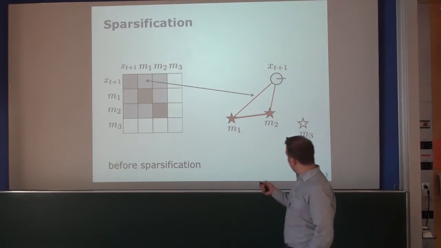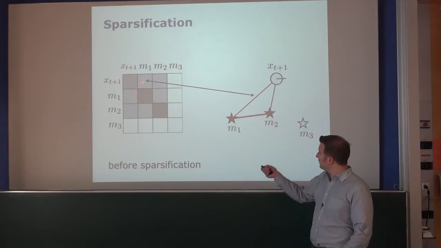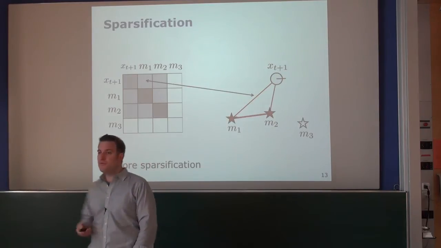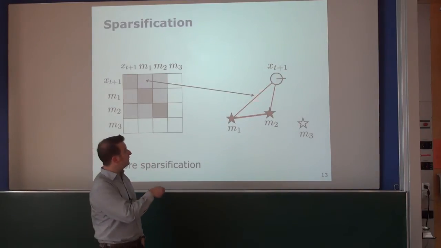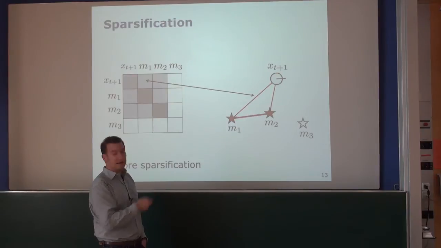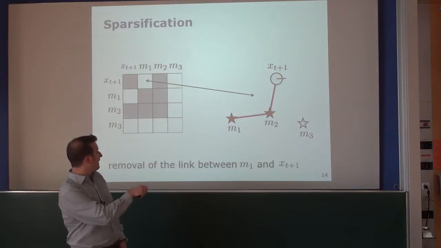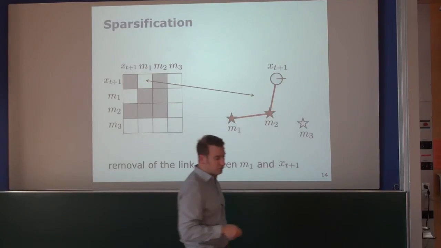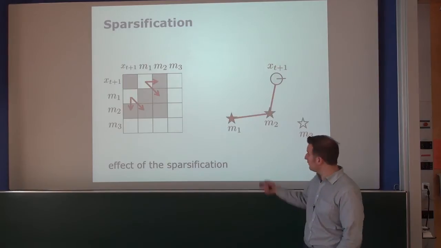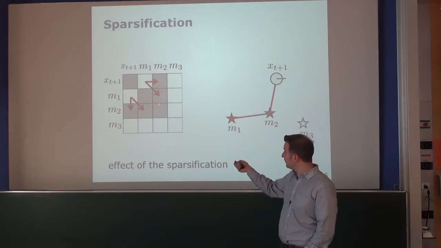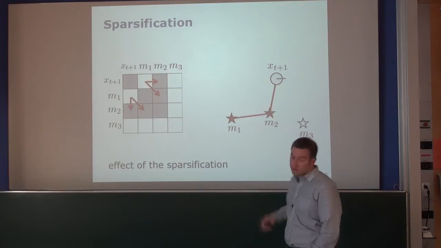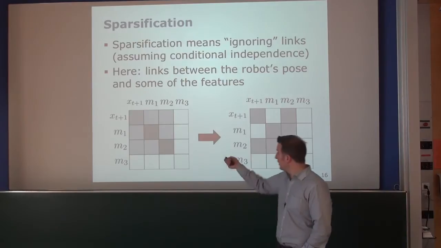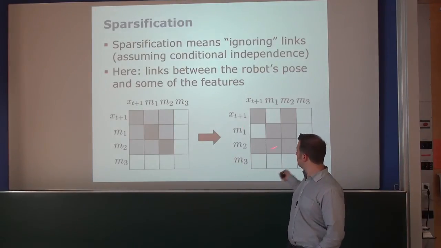So if we are in this situation, this element here corresponds to this link, and what the sparsification algorithm does, it says, okay, I'm going to remove this link over here, and so get rid of this direct link. This is an approximation. And so there's only a link between M2 and the new pose of the robot. So the effect of this sparsification is that these elements become 0, and those elements here become stronger because of an additional link. So in the sparsification, we go from this kind of matrix to this kind of matrix.